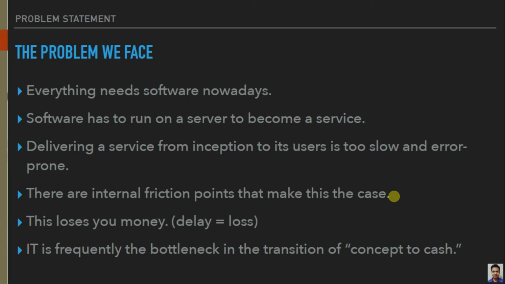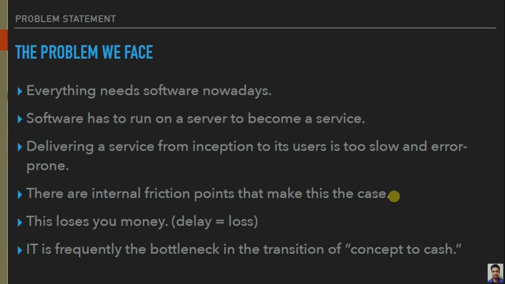Delivering a service from inception to its user was too slow and error prone. Why? Because many things were so hierarchical. The tester would find some bugs and report to the developer, and there was so much escalation that things became quite complicated and quite slow in the waterfall method.